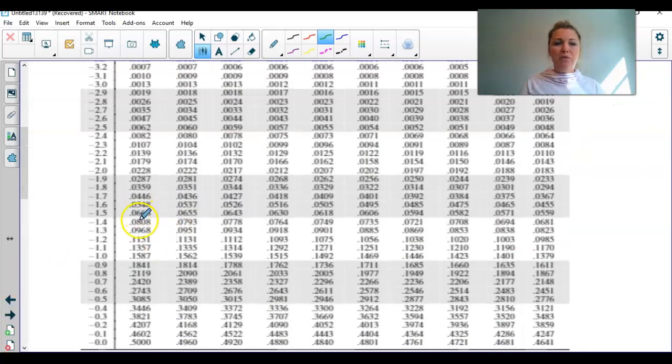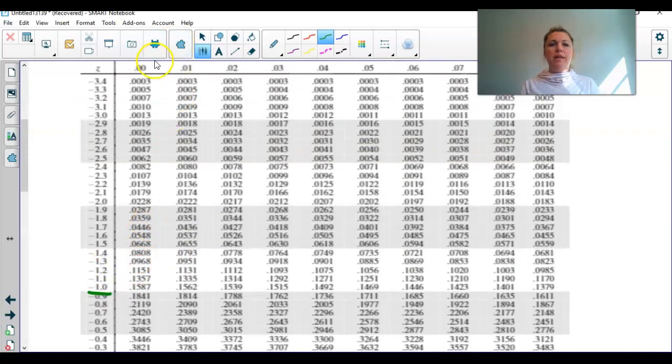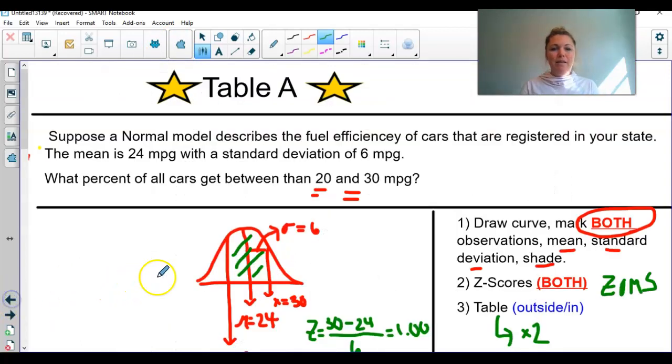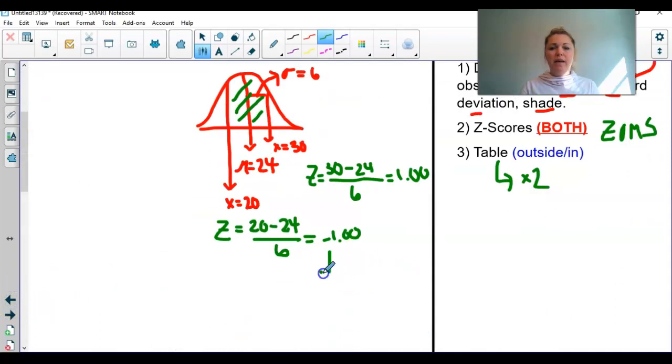We have negative 1.00. So here's negative 1.0 and then 0 here. And they are going to intersect at 0.1587. Okay, so let's write that down. The p-value here is 0.1587. Okay, all right, good.